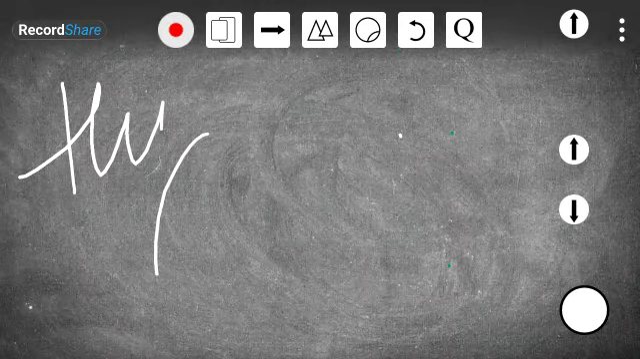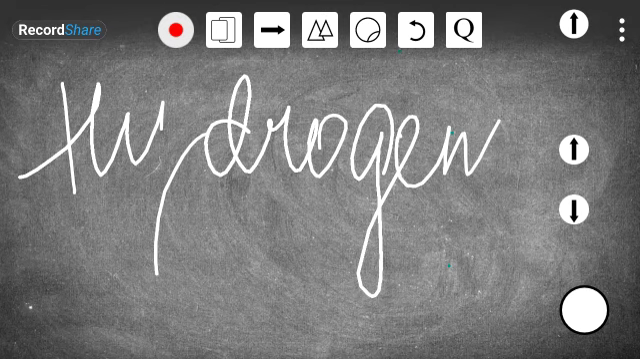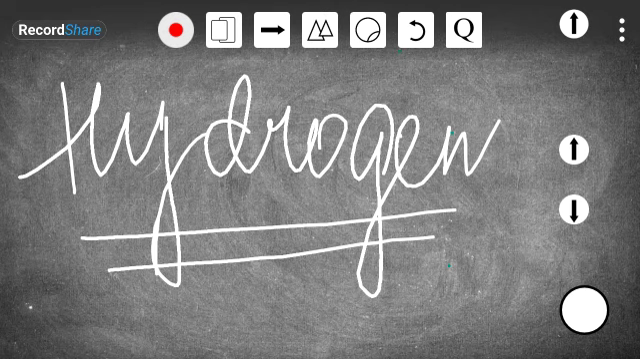Today we will learn about the hydrogen chapter that is given in class 11 NCERT of chemistry. Today we will start with the basics of this chapter.